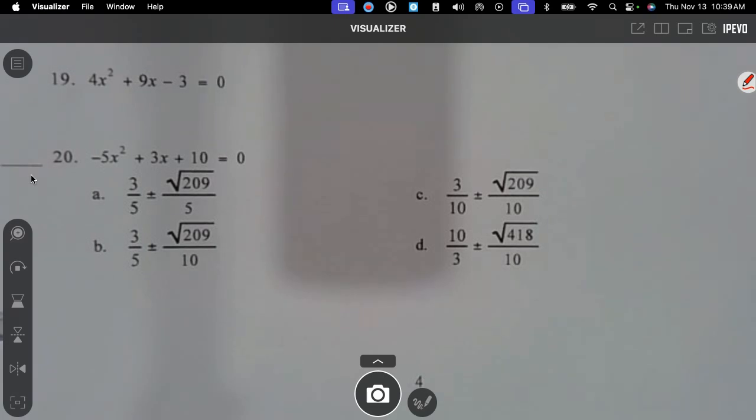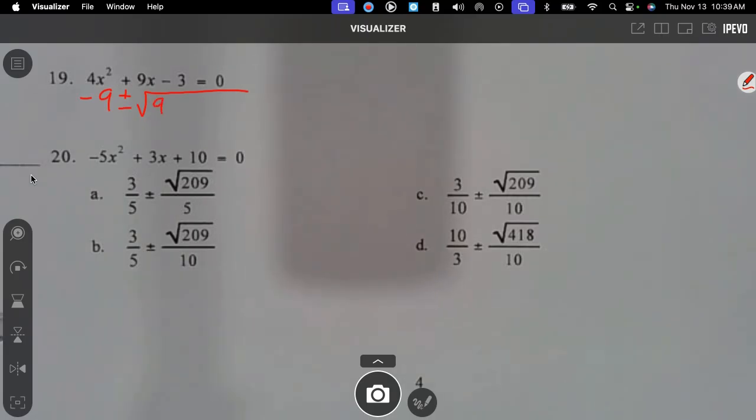Number 19, it's negative b. So that's -9 plus or minus the square root of b squared, 9 squared, minus 4 times 4 times, I'm going to put -3 like that, just so it doesn't look like minus. So I got all over 2 times a. Negative b plus or minus square root of b squared minus 4ac all over 2a. Alright, now we slowly simplify.